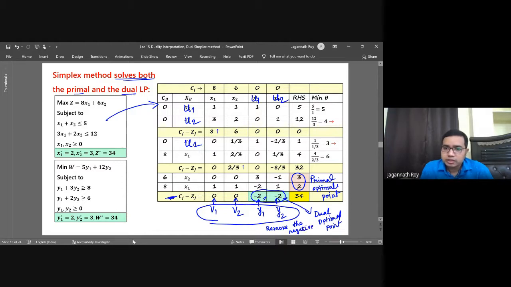Because we know y1 and y2 are greater than or equal to 0, if you take the negative, that will not satisfy. So that is why you have to remove the negative sign, or we can multiply by -1 so that it will become greater than 0. So this is what the simplex method actually does. It may have two major problems, degeneracy and cycling, but it has so many characteristics, so many advantages.